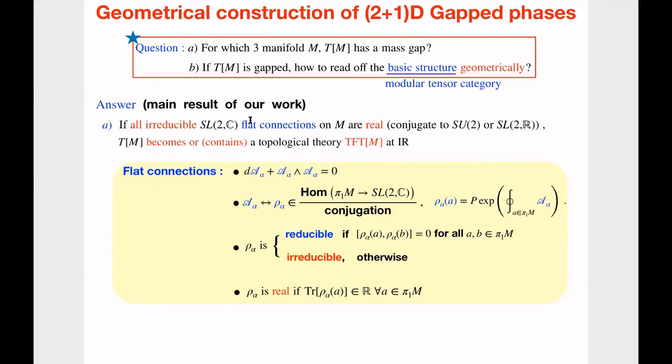So this is our topological criterion to have a topological phase. Our claim is that if a three manifold satisfies this condition, then we can consider the associated topological phase. Real means that it can be conjugated to SU2 or SL2R, and it means that all the traces of the holonomy matrix, the SL2C holonomy matrix, are real for every fundamental group element. So you may first wonder whether there is such an example. This condition seems to be very strong, so you may wonder whether there really exist three manifolds satisfying this topological criterion.